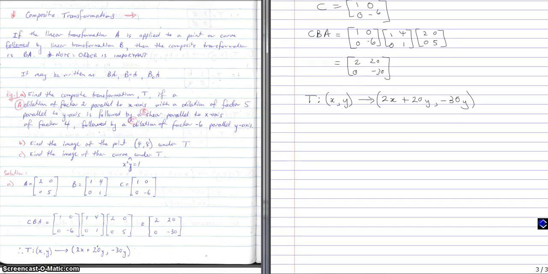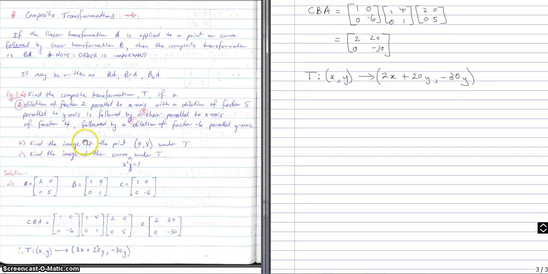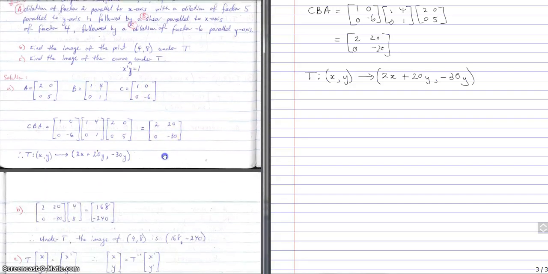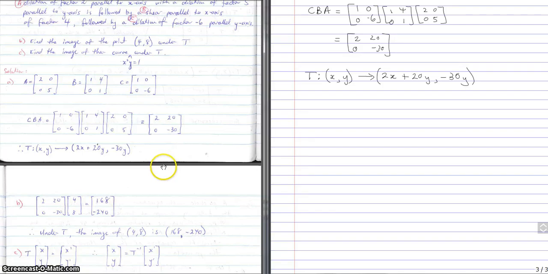Let's then look at part B. Find the image of the point (4, 8) under T. So under that transformation T, find the image of point (4, 8). You'll remember that to find the image, we're multiplying any original point (x, y) by the transformation T to obtain our image point (x', y').